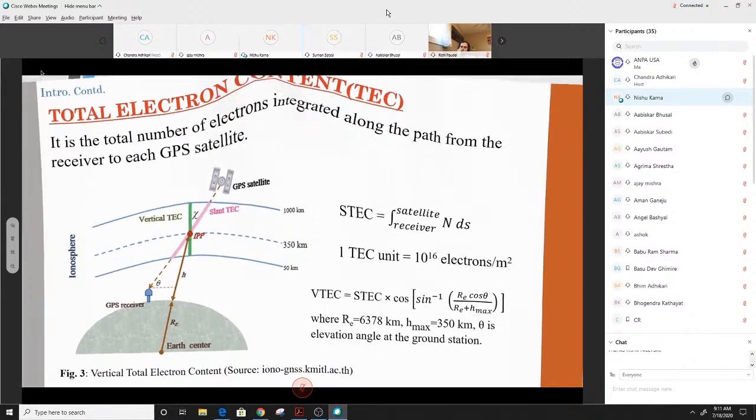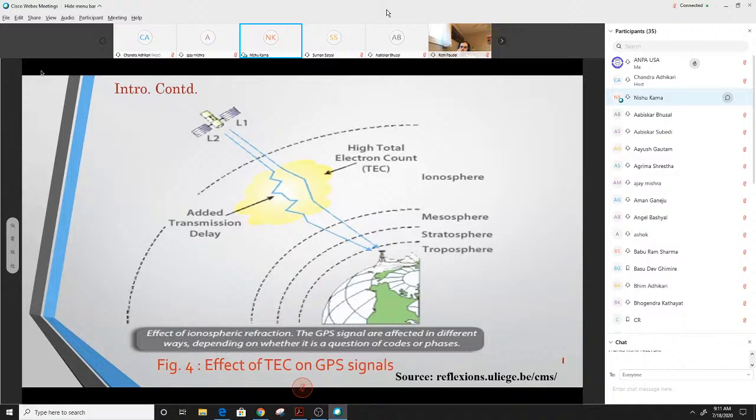Here is a cartoon which describes the ionospheric delay caused by the presence of free electrons and ions in the ionosphere to the GPS signal. So here is one GPS satellite, and this is the ground receiver. The presence of free electrons in the ionosphere adds a transmission delay for the GPS signals, which we call ionospheric delay.